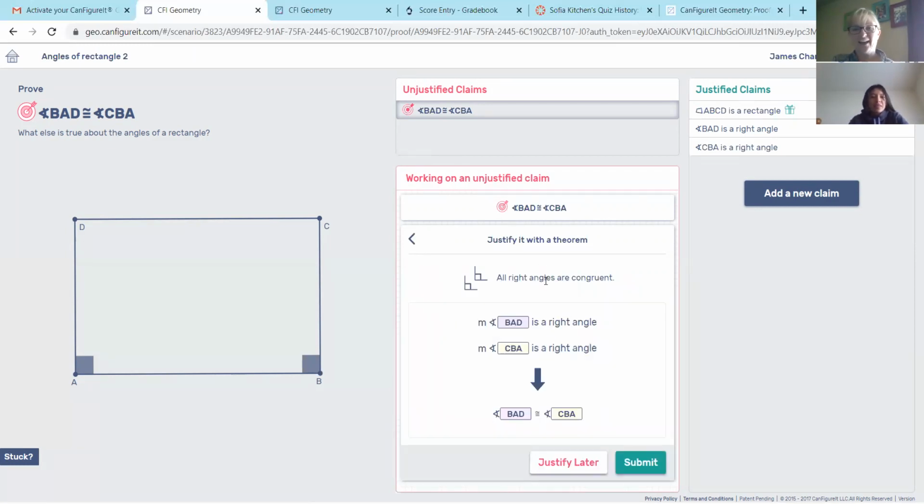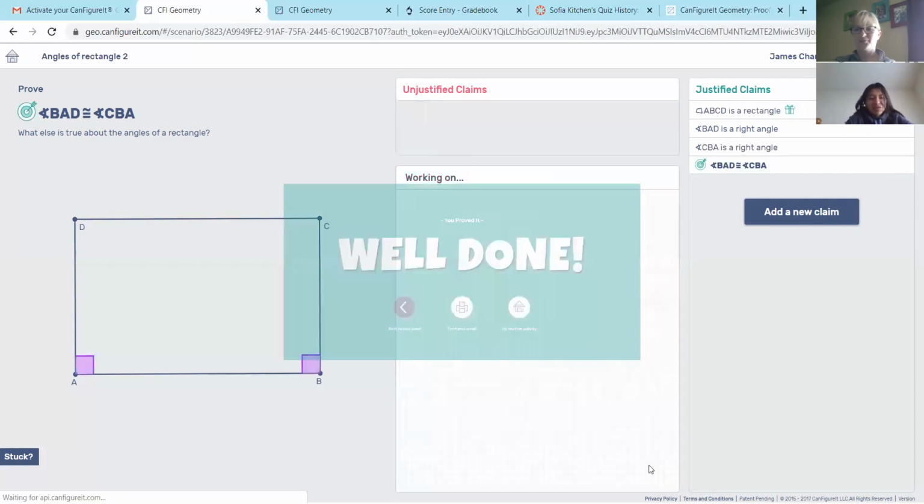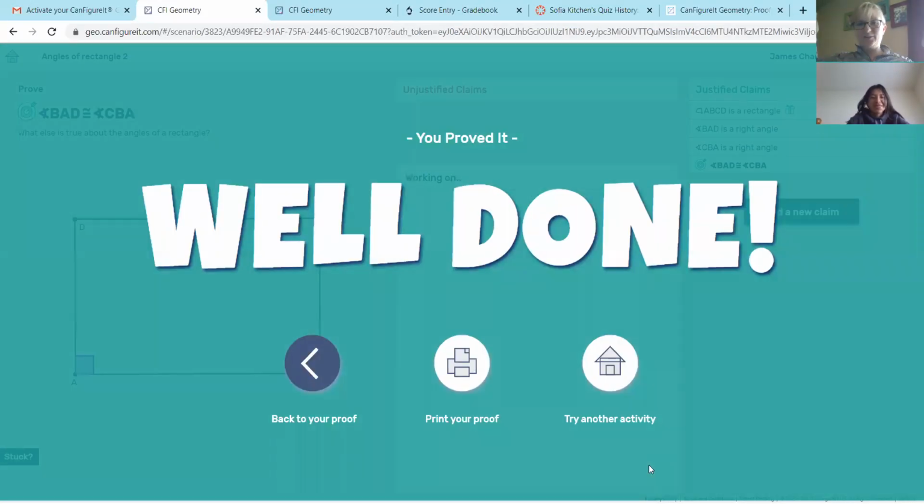So we'll click on that. And then it kind of filled it in already for us because we already had the information over here. So it says if angle BAD is a right angle and angle CBA is a right angle, then BAD must be congruent to CBA. Look at this. That matches. So what's going to happen? Well done! You did it!